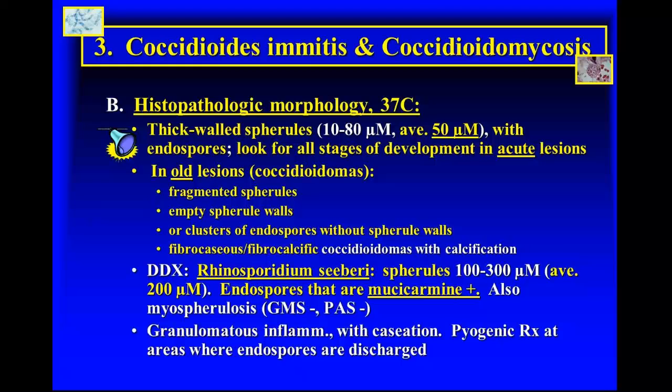For your boards, there's only one real differential diagnostic agent in tissue for Coxi, and that's Rhino, which is no longer a fungus, but I will perpetually include it in my lectures on mycology because it's the one big lookalike to Coxi in tissue. It has spherules with endospores. For you to remember is this: it's 4 times as large. It's really huge, 200 microns. And those endospores can stain with mucicarmine as pink to red, and I'll show you pictures of that momentarily.